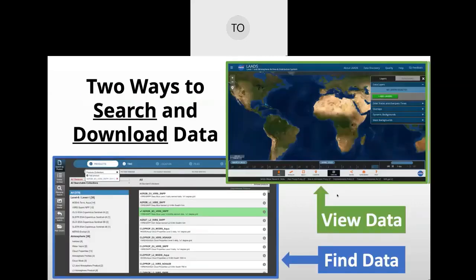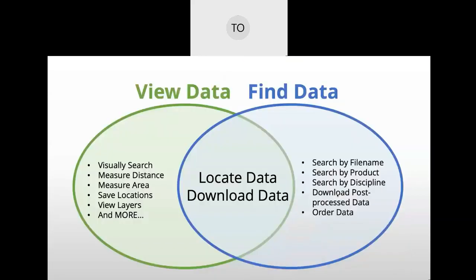LADS DAC provides two ways to search and download data. As you can see here on the top right, we have View Data, which is our newest tool, just released within the last month or so, and Find Data, which is our established tool that has been the way to find, search and download data in the past. Both of these products have some things in common. Yes, they both allow you to locate and download data, but there are some very large differences.